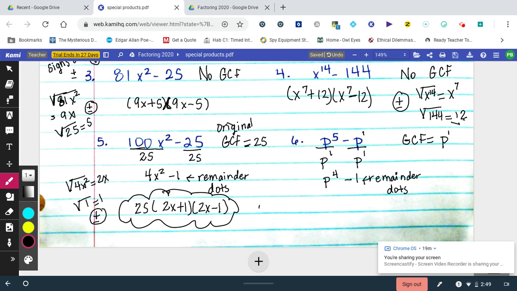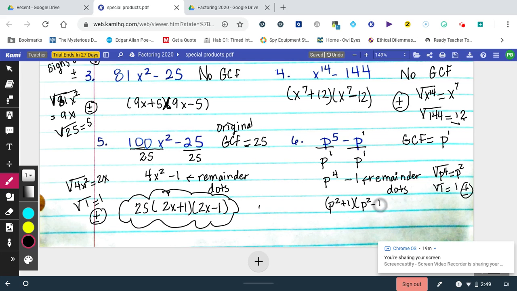It's a difference of 2 squares. The square root of P to the 4th is P squared, and the square root of 1 is 1. Then you make sure you have a plus and a minus in it. So you're going to write this as P squared plus 1 and P squared minus 1.